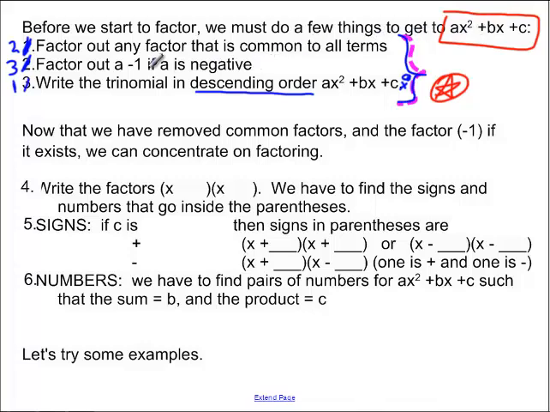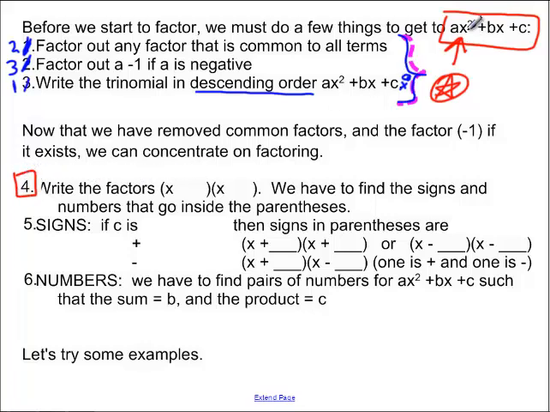And then if the leading term, this ax squared, if that a is a negative number, in other words, if that's a negative 1 x squared, or a negative 15 x squared or something like that, then you can just factor out a negative 1 to make your life that much easier. It's doable if you don't factor out the negative 1, but factoring it out makes it a lot easier. Alright, so now after these steps, 1, 2, and 3 in modified order, now that we remove the common factors and the factor of negative 1 if it exists, we can concentrate on factoring. So step number 4 then is write the factors.